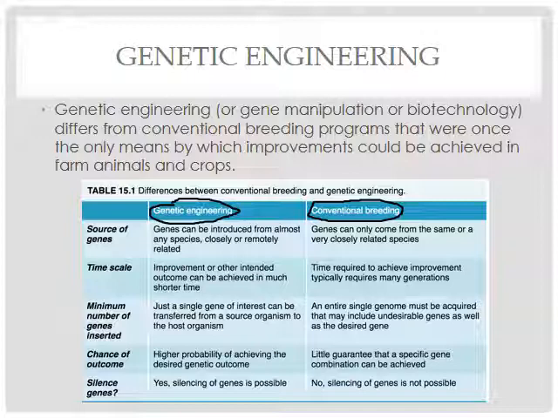And also with genetic engineering, not only can you transfer genes into other organisms, you can also silence genes. So you could take an organism, manipulate its DNA in a way that turns a gene off, whereas with conventional breeding, you can't actually do that.